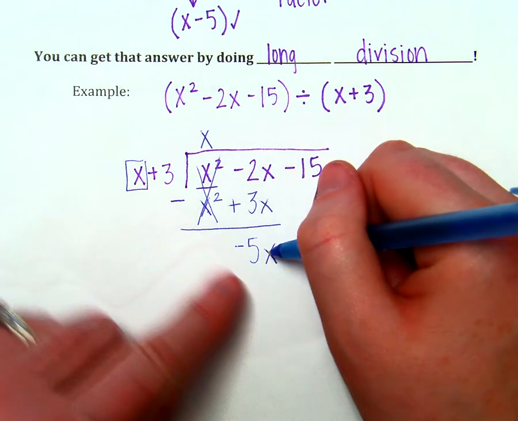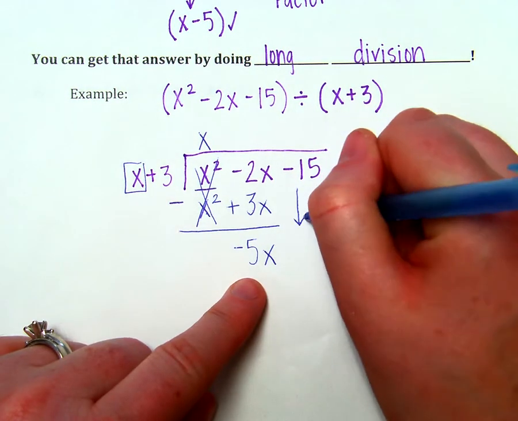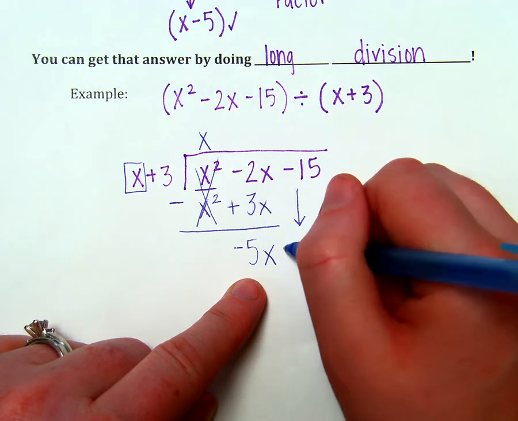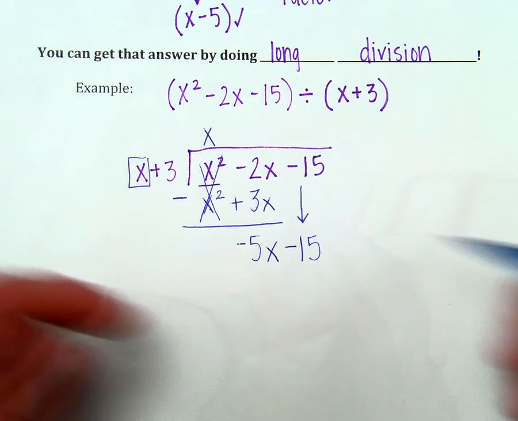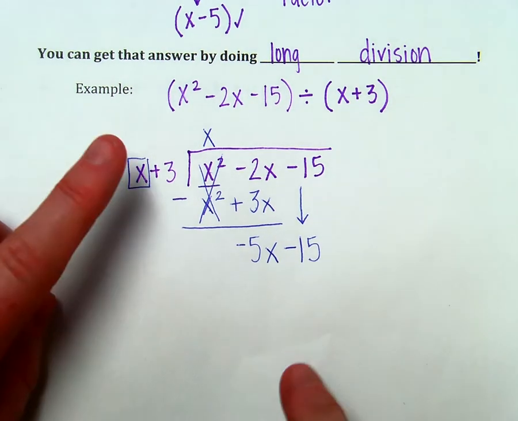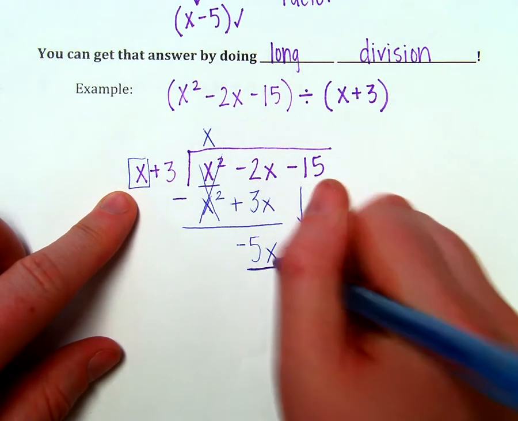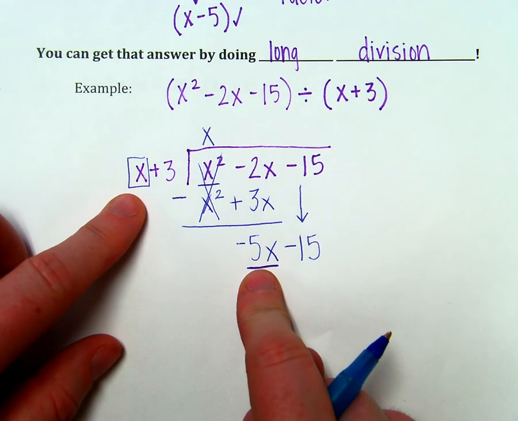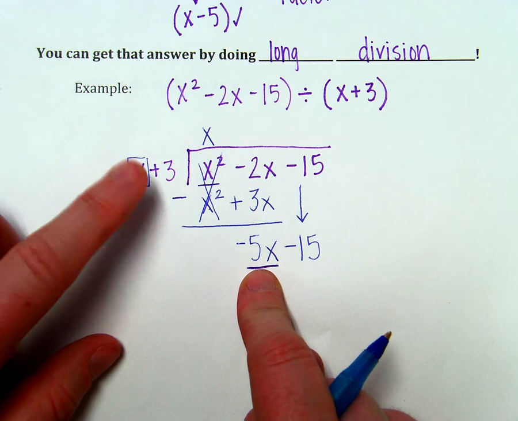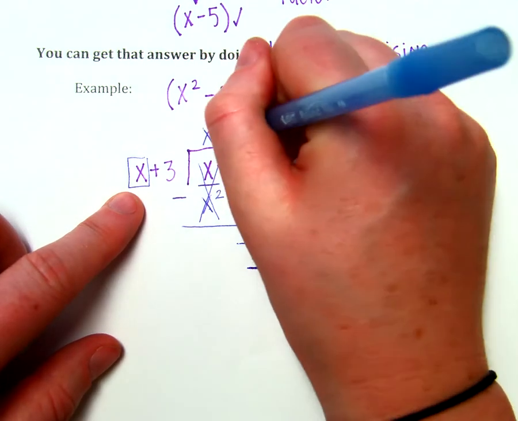Once you have that piece, you can drop the next part down. So this negative 15 from up here is going to slide right down here. And then we do it again. So I'm going to think about x times what will give me this. Well, x times negative 5 would give me negative 5x. So I'm going to write that negative 5 up top.